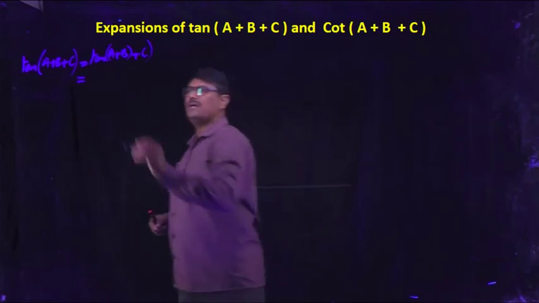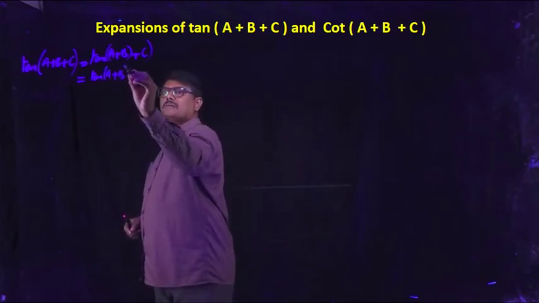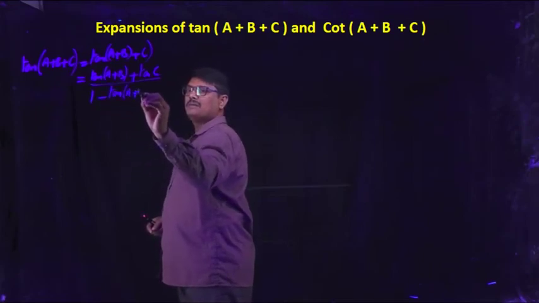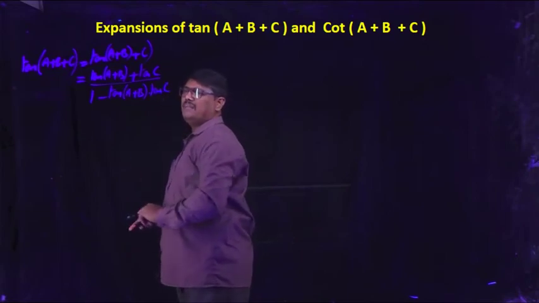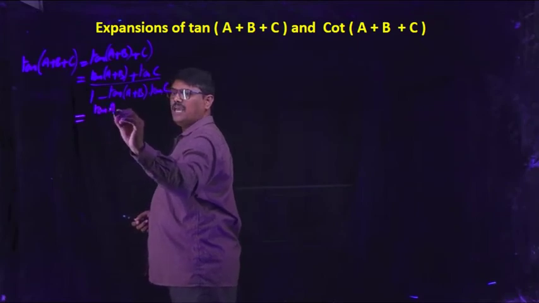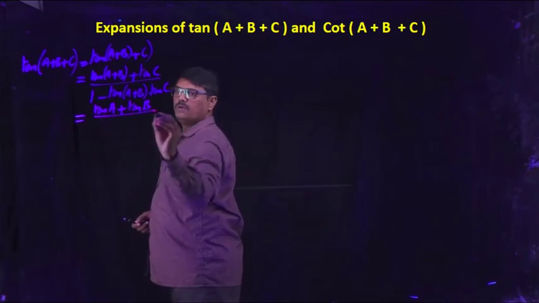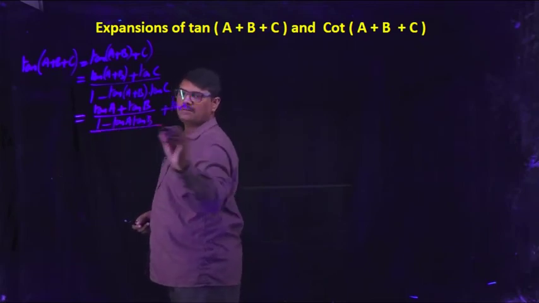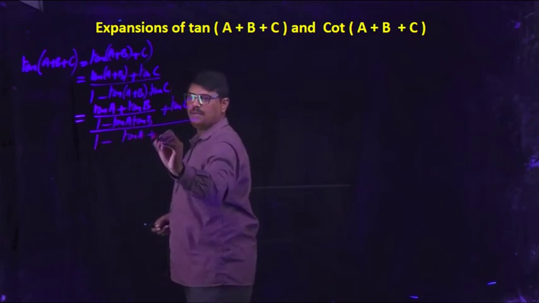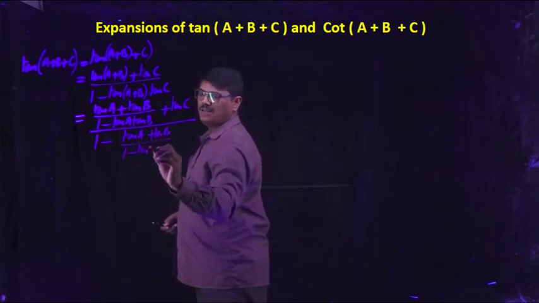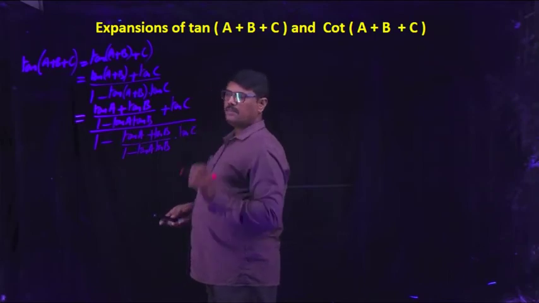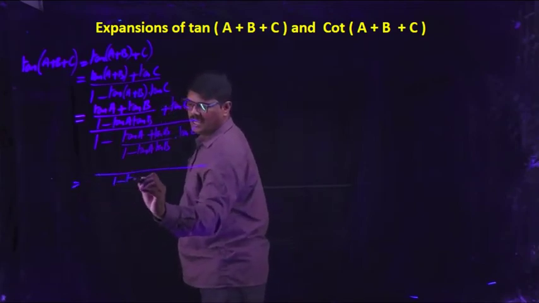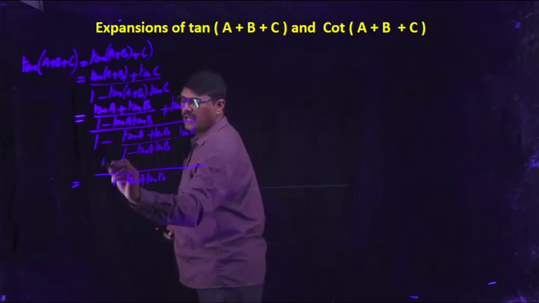Now apply the tan(A+B) formula, which is tan(A+B) plus tan C by 1 minus tan(A+B) into tan C. Now again expand the tan(A+B) formula, which is tan A plus tan B by 1 minus tan A tan B. That is the formula for tan(A+B) plus tan C by, again write the tan(A+B) formula, tan A plus tan B by 1 minus tan A tan B, into tan C. And taking the LCM to the numerator and denominator, you can observe the LCM of the numerator is 1 minus tan A into tan B, tan A plus tan B.